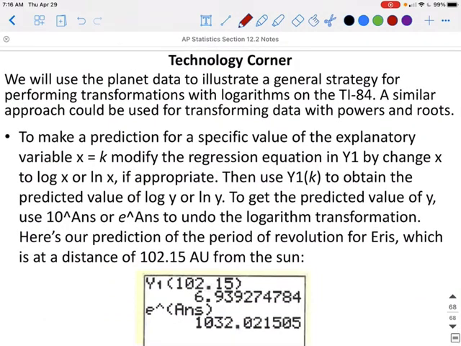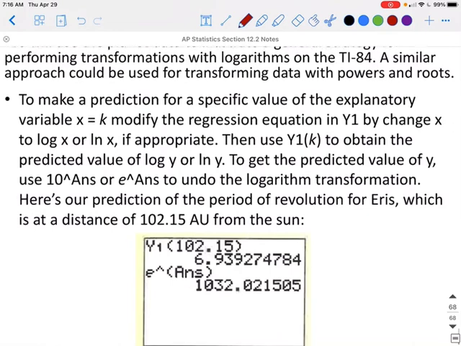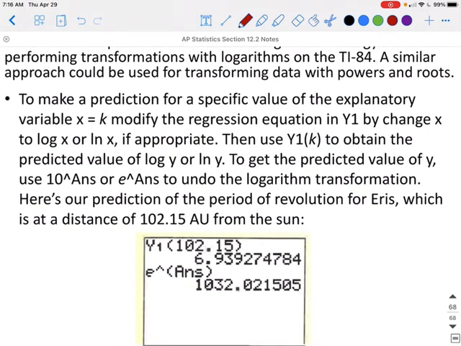To make a prediction for a specific value of the explanatory variable, x equals k, modify the regression equation in y1 by changing x to log x, or the natural log of x, if applicable. Then use y1 of k to obtain predicted values of the log of y or the natural log of y. To get the predicted value of y, you're going to use 10 raised to your answer if you used log base 10, or e raised to your answer if you used natural log, to undo the logarithm transformation.